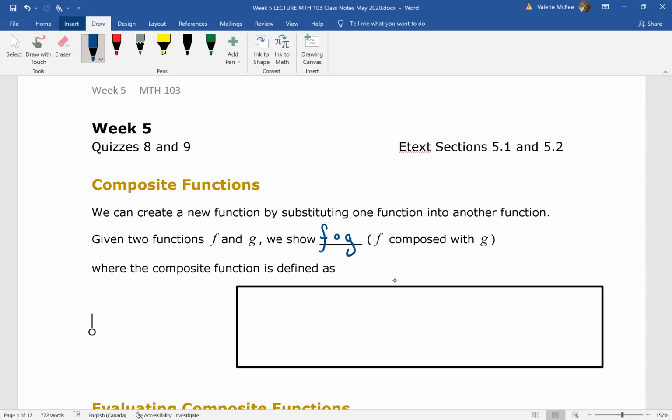Notice that's an open circle. It is not multiplication. So f composed with g of x is defined as the f of the g of x. So notice where usually we would write f of x, we've put the entire function g of x.